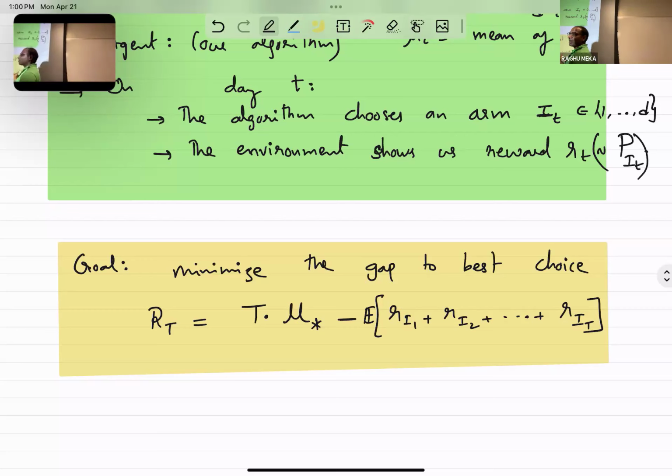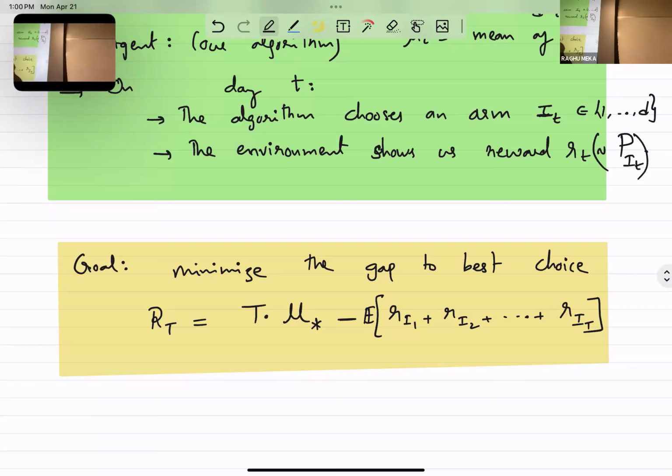So there are two sources of randomness. One, the choice that we make could be randomized. The index could be randomized. Maybe with probability half, I pick expert choice one, and with probability half, I pick choice two. The other source of randomness is the reward itself. We are in the stochastic setting where the rewards are coming from some distribution. They're not deterministic. So this is the expected reward that we get.